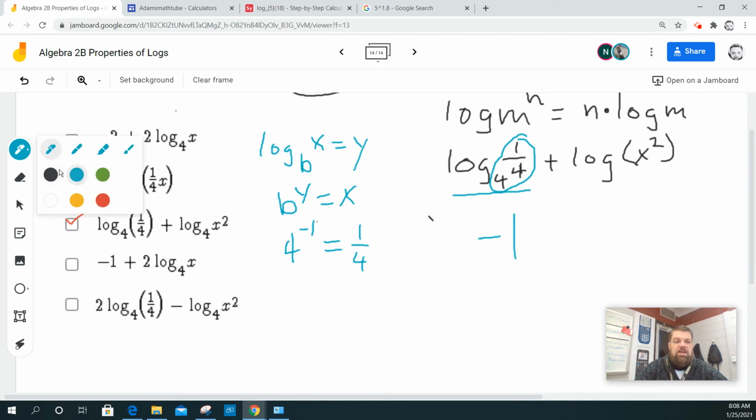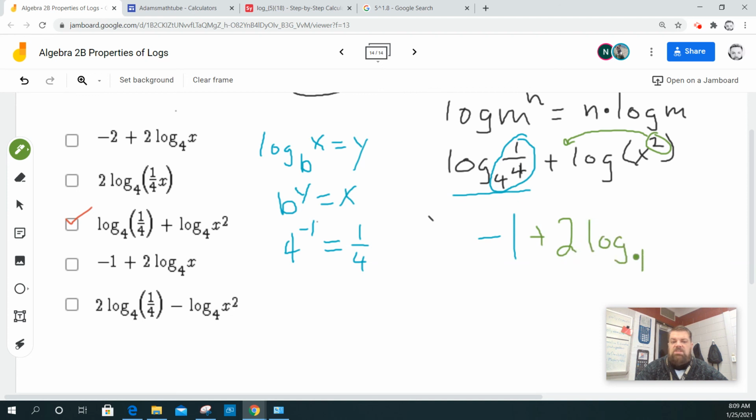Now, the other thing that I can do is I can take this 2 and using that second property, toss it to the front. So this now becomes plus 2 times the log base 4 of just x. So there's that one too. I guess I could fit it in.